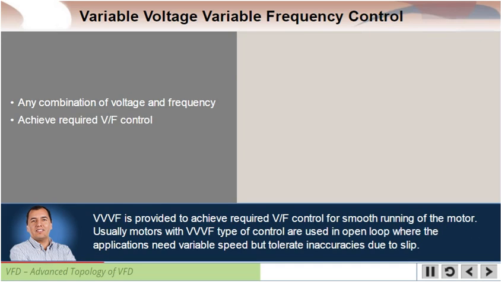Usually, motors with VVVF type control are used in open loop where the applications need variable speed but tolerate inaccuracies due to slip.